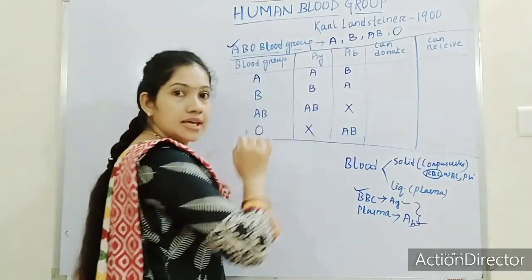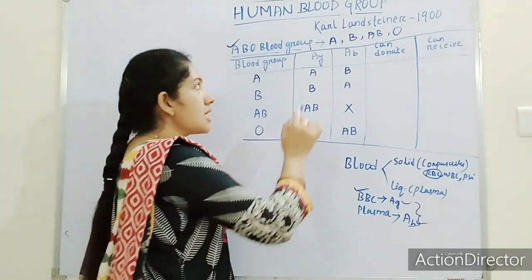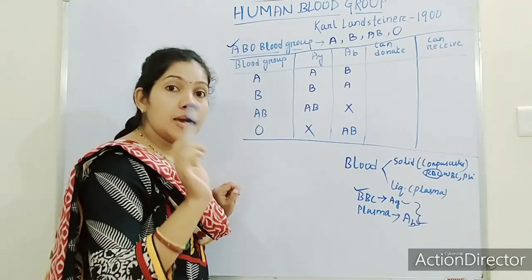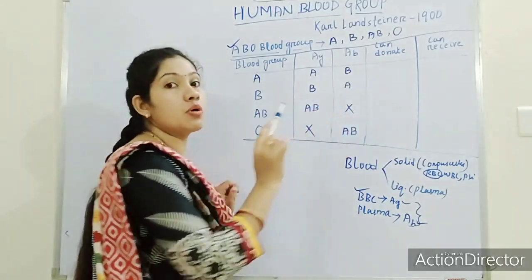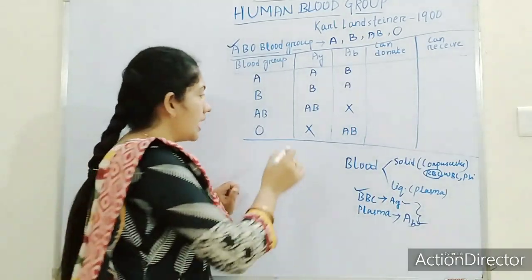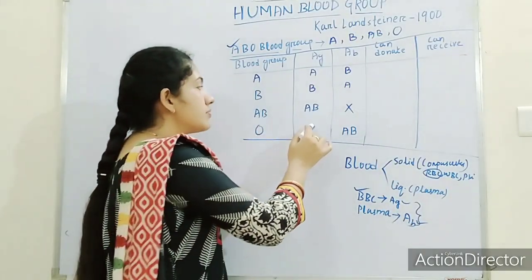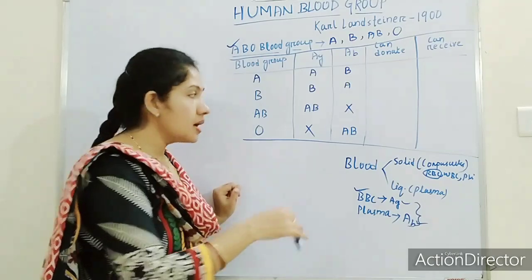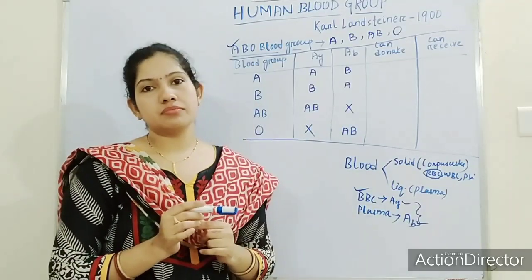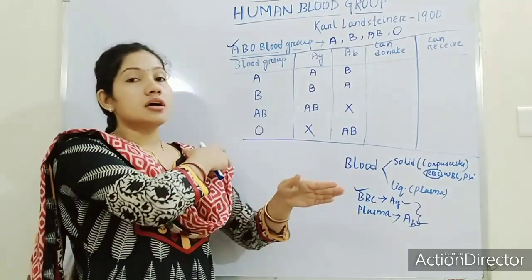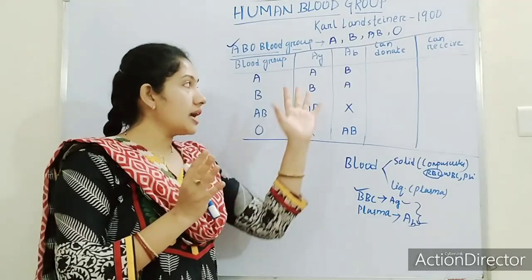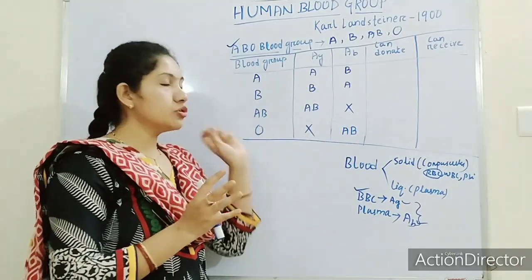but antibody A. AB blood group persons have antigens A and B but no antibody. Remember, those who have AB blood group do not have any antibody in their plasma, but they have both antigen A and B on the RBC. And persons with blood group O have no antigen on the surface of RBC, but they have both antibody A and B inside the plasma. By knowing this, it can be determined which kind of antigen and which kind of antibody a person has, so that the blood group of a person can be determined.